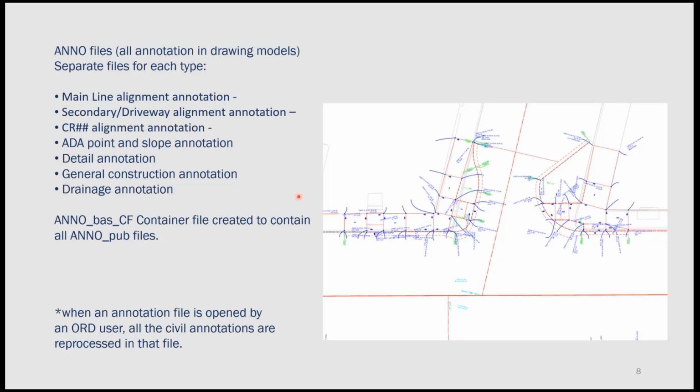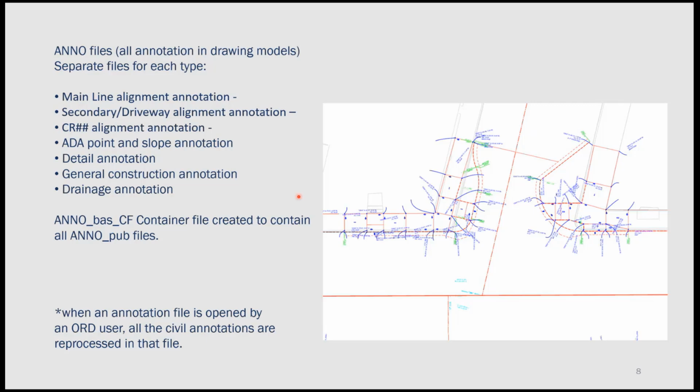So I separated out my annotation into I have 6 or 7 different types. Mainline alignment annotation went into one file. Secondary alignment annotation went into individually separate files. So first street, second street, third street all got their own files.